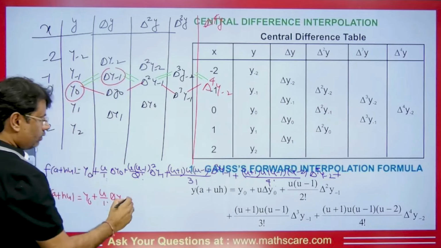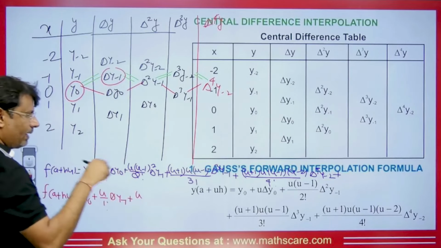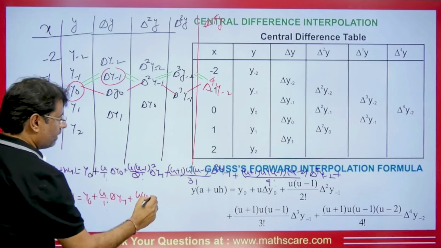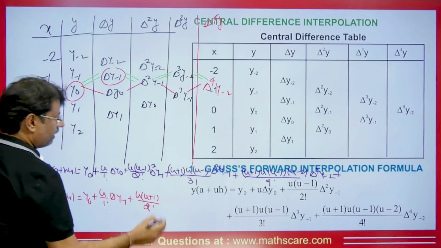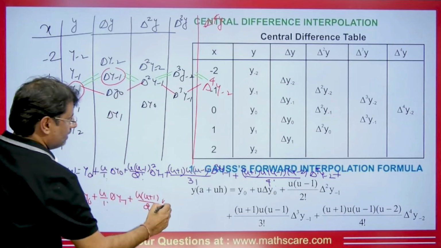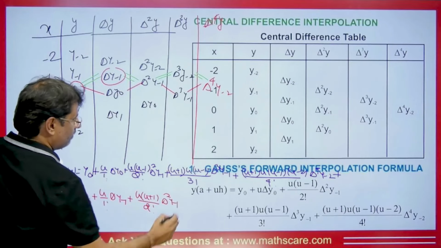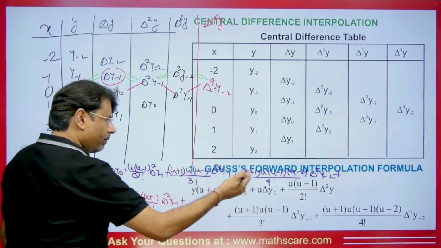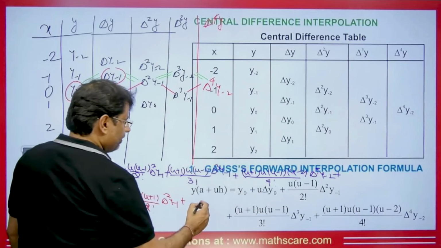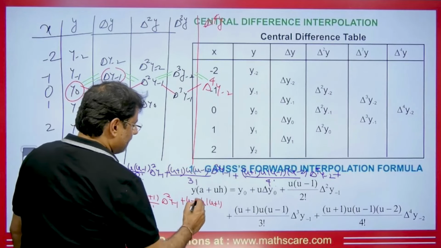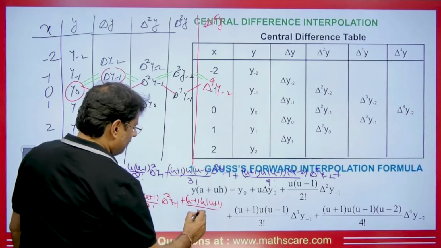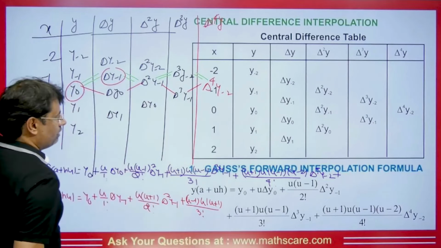Whenever we use the backward formula in Newton, we get u into u plus 1. Do you all remember it, right? So here also it will come u into u plus 1 upon 2 factorial, and we will get del square y minus 1 here. Then what will we get? Here u into u plus 1 and u minus 1. So we will get u into u plus 1, and here we have u minus 1 upon 3 factorial, and from here the next term will be this one, right?